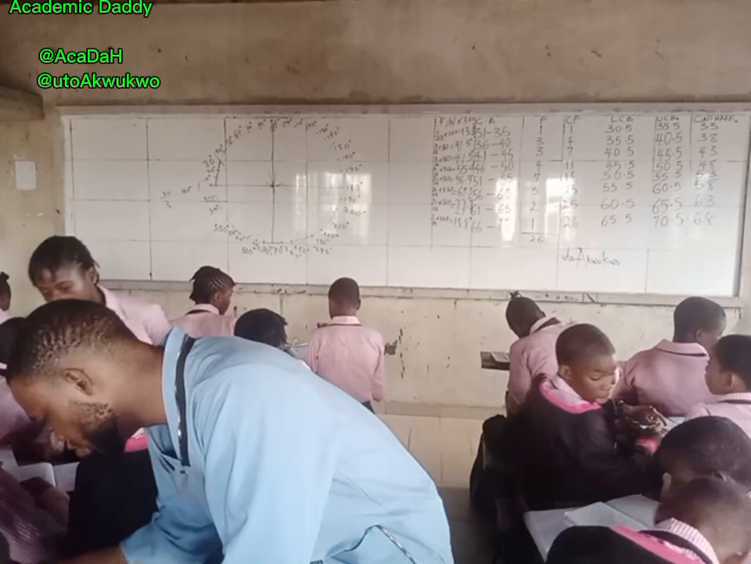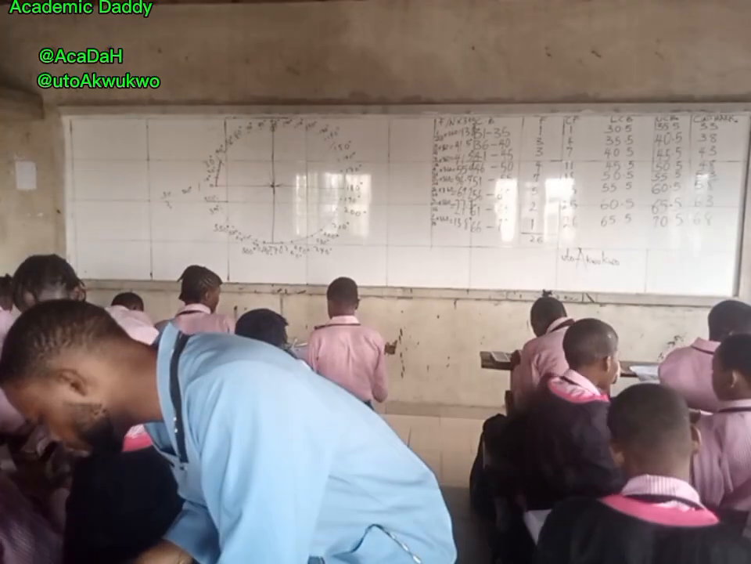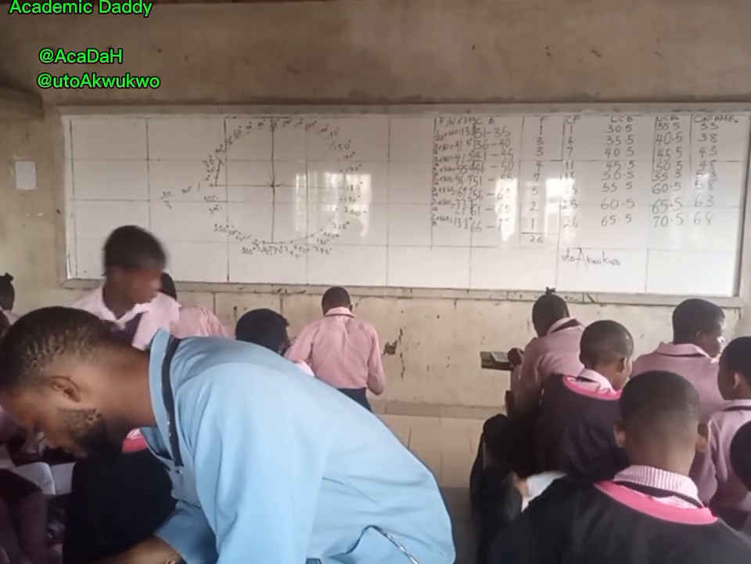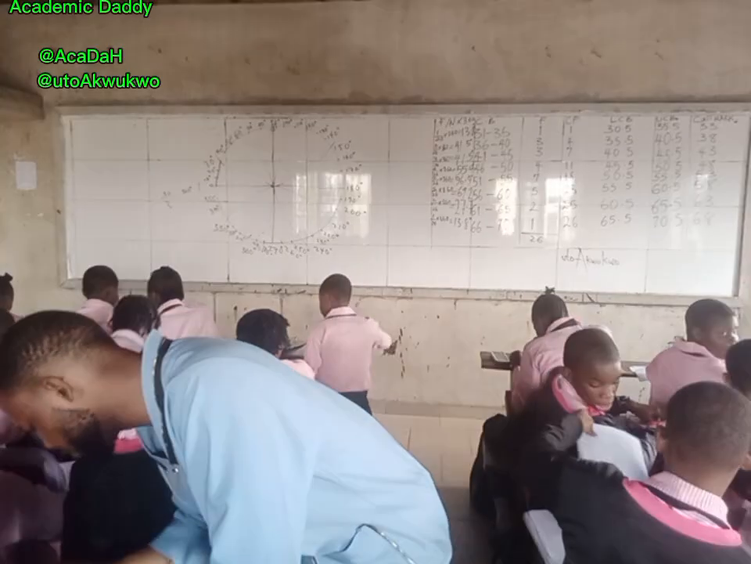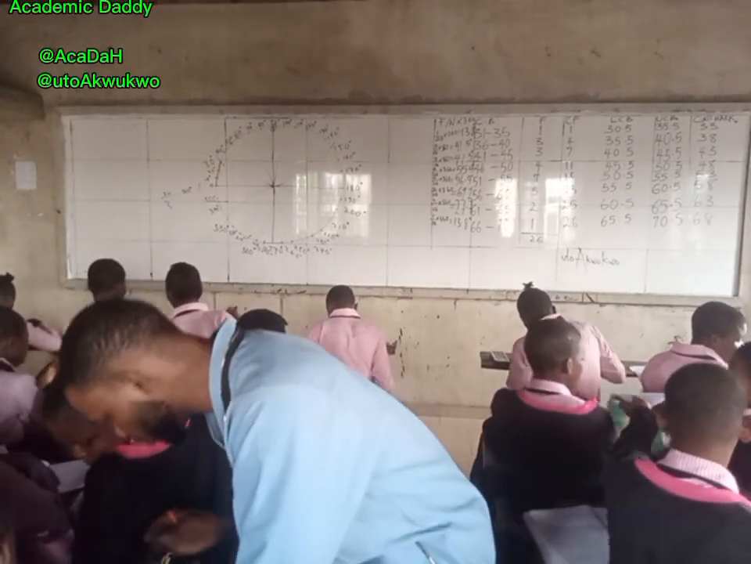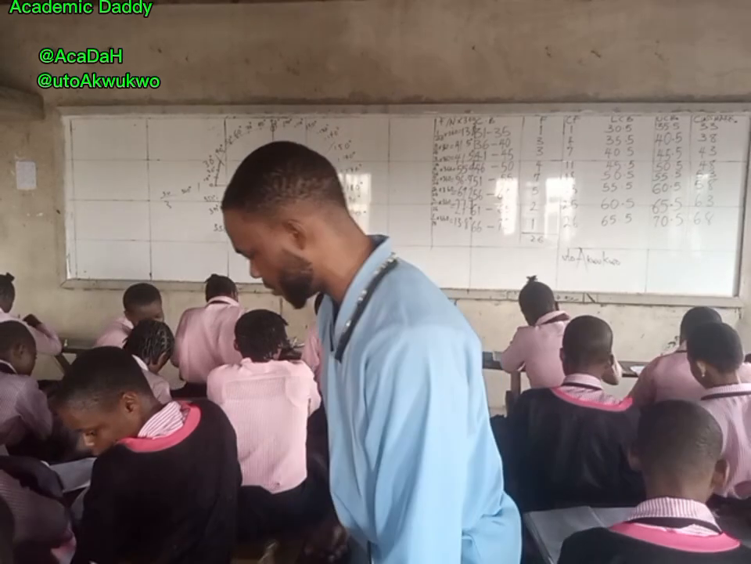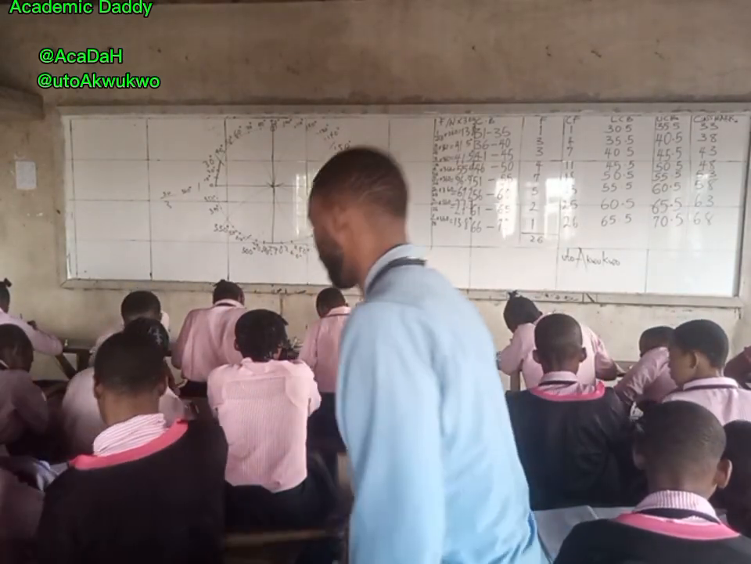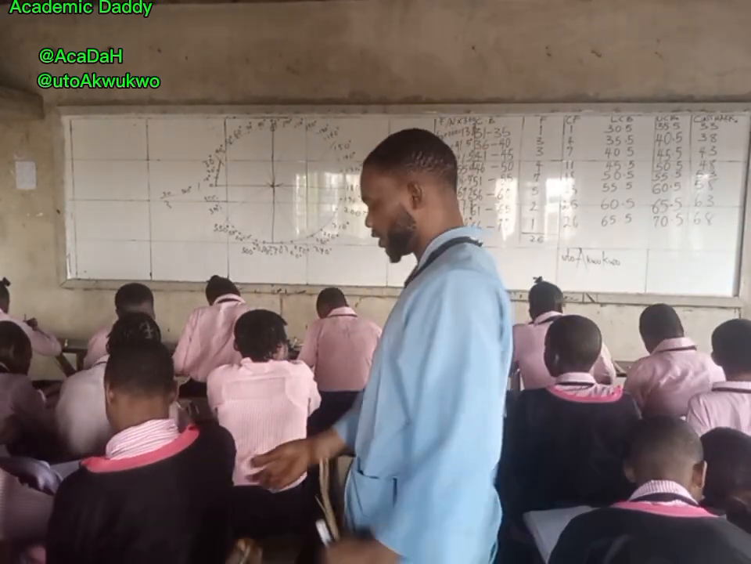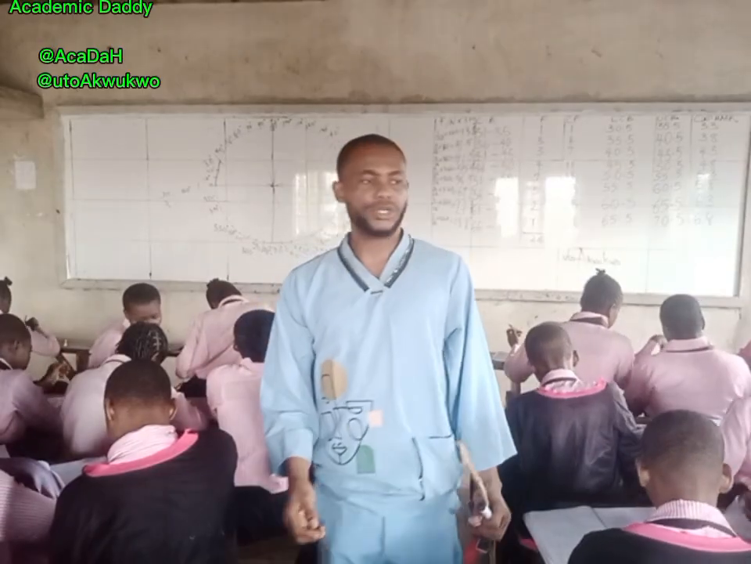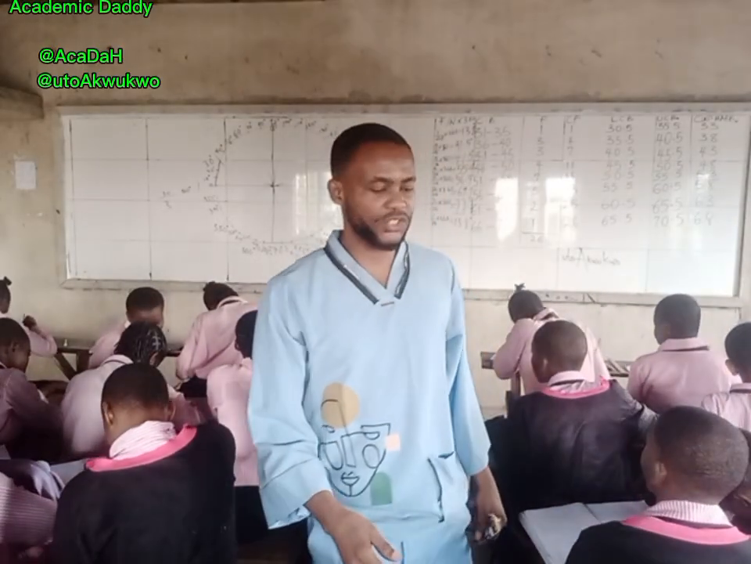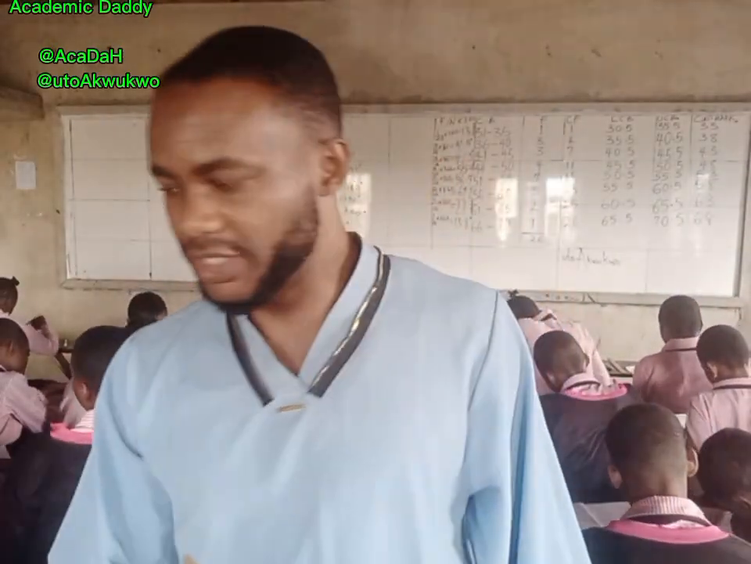So you do 2.7 divided by 0.9. Use your compass. Where's your compass? Mark out. If you need me to show you anything, you come at attention. Learn. Do it.